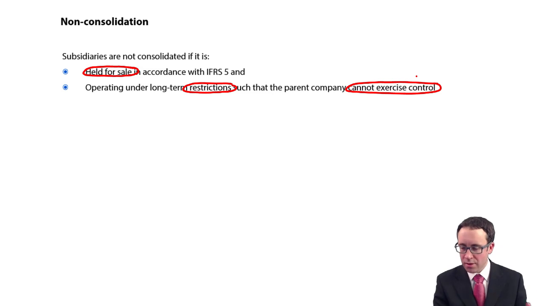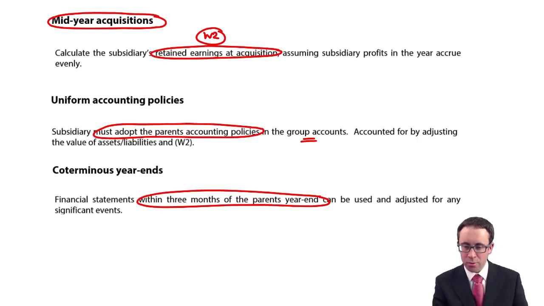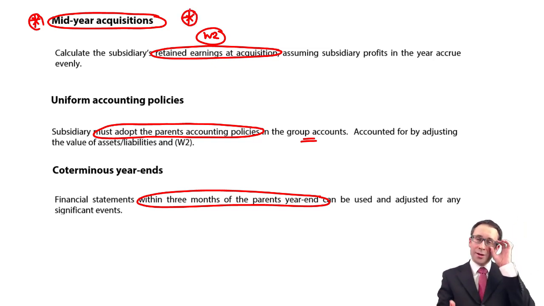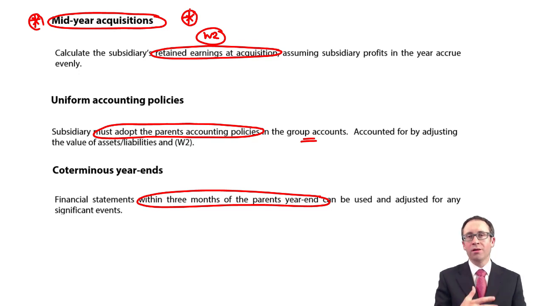So don't get too worried or stressed about any of those points there. I think the one that you do need to focus on is that mid-year acquisition. And we drew your attention to that right early on, didn't we? Because we said in working number 1, the group structure, make sure that you go through there and note the acquisition date. Because if you've noted the acquisition date, you can then determine if it is a mid-year acquisition.